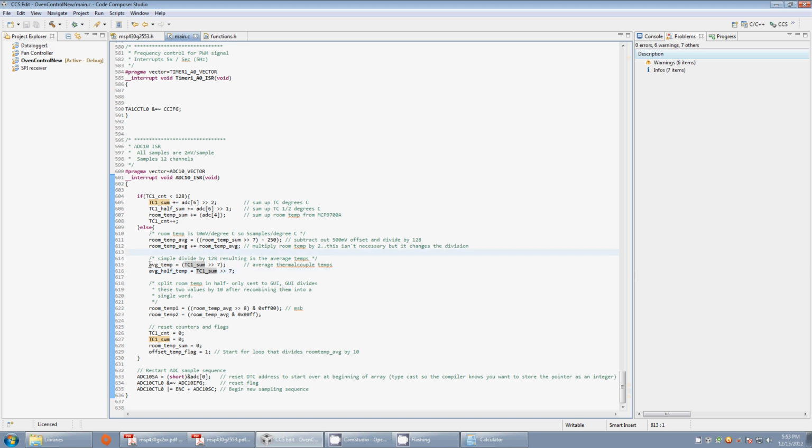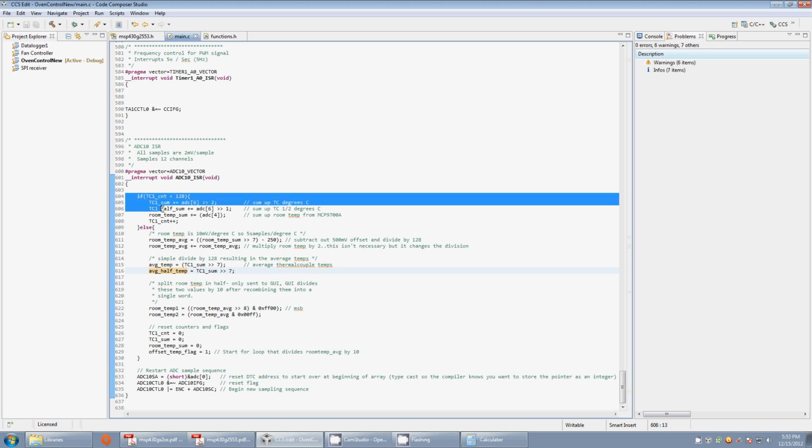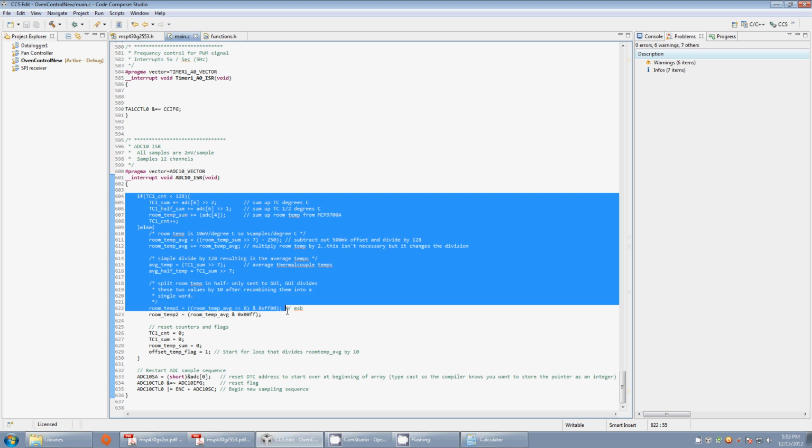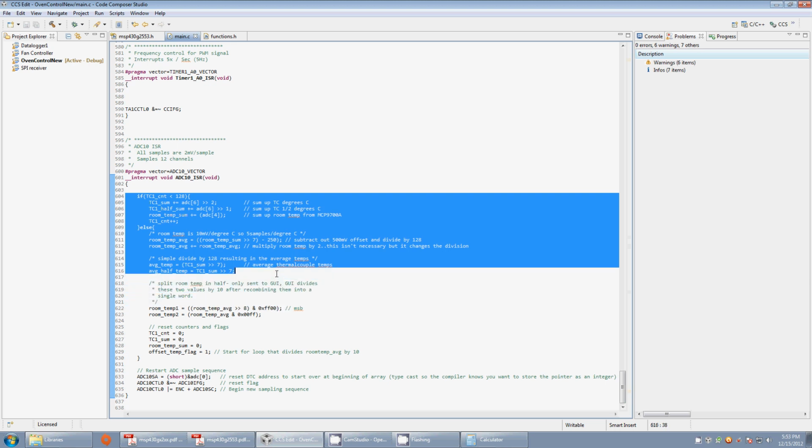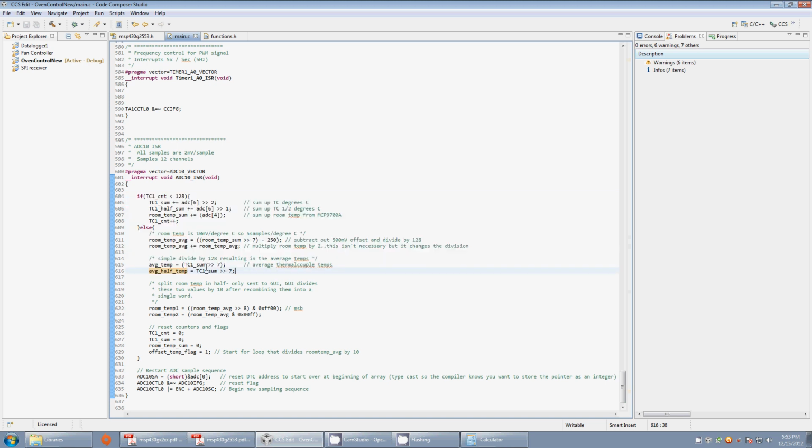This is pretty common. So here we right shift 7 times to divide this by 128 because we've summed up 128 of the values. And here we right shift the half temperature 7 times to divide that by 128 because we have 128 of those samples. So hopefully this wasn't impossible to follow, but basically what we're doing is averaging our temperatures. We're just taking a 128 point average so that we have more reliable temperature information to send to our GUI.